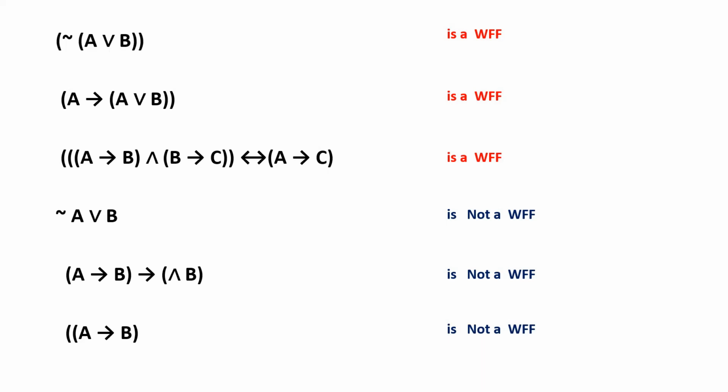The rule is: arrangement of atomic propositions, arrangement of basic connectives, and arrangement of parentheses. All these three things must be present in a proper manner. If all these things come in a proper manner, then definitely the given statement formula is known as a well-formed formula.